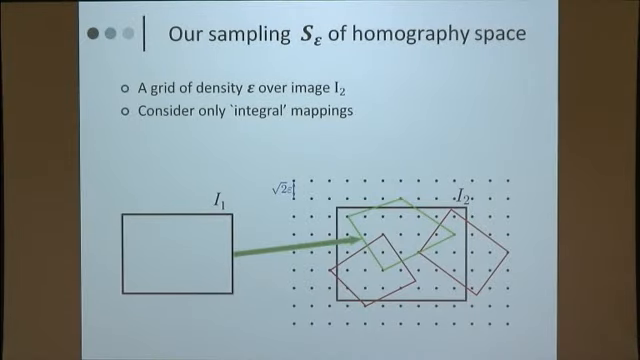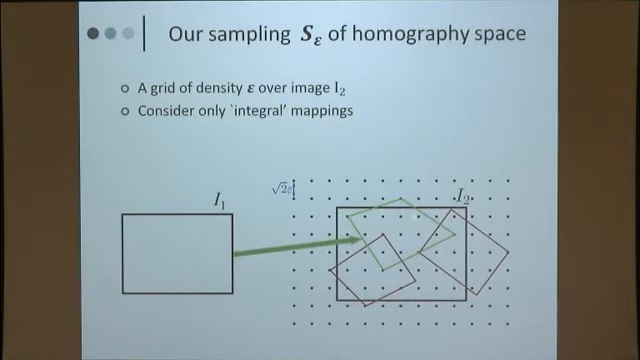And we do this, so if we're looking at images I1 and I2, we impose this two-dimensional grid of points over the space of image 2. So the diagonal distance here is epsilon. And the transformations that we allow are exactly the homographies that map the 4 corners of image I1 onto 4 points on this grid of points.